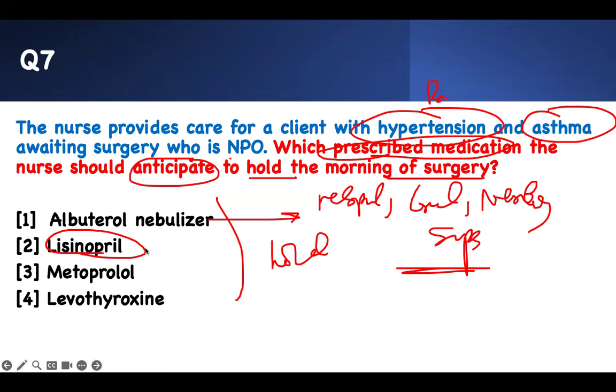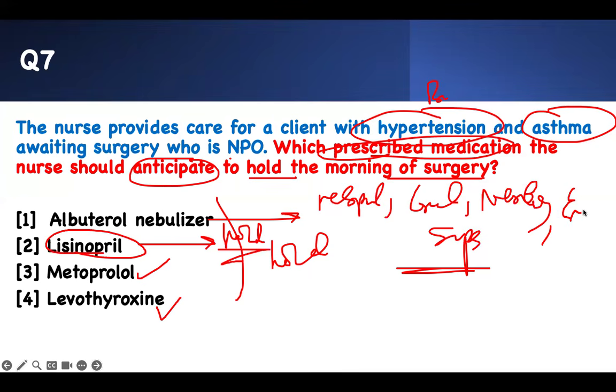Lisinopril is one of those medications you have to hold for surgery. We don't let them take it, even though it's just for hypertension, because it can affect anesthesia. But metoprolol, a beta blocker, they can keep it, and steroids. You can also take it.